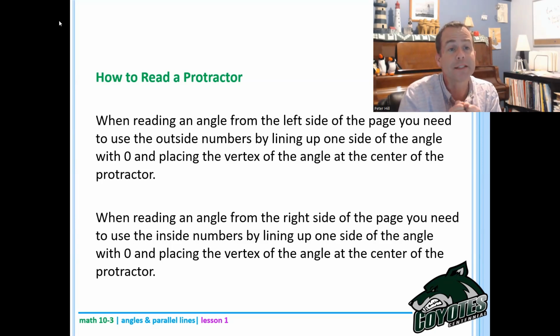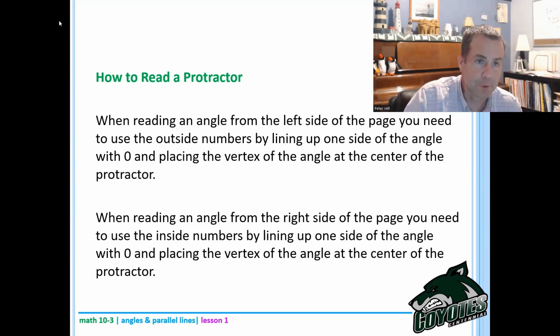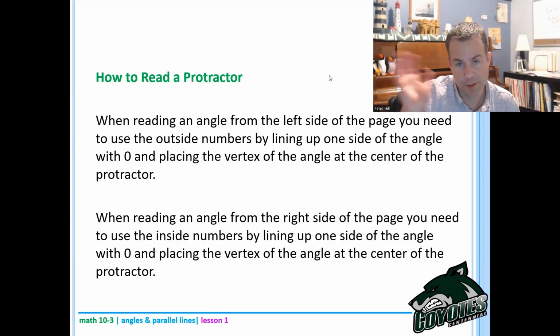Then you must make sure one line of the bottom of your protractor is on the line of your angle. That line will always be 0. So whichever scale starts at 0 for you with that line, that's the scale you're going to read, okay? Don't get bogged down as to which one, whether I'm on the left or the right, just find your 0.